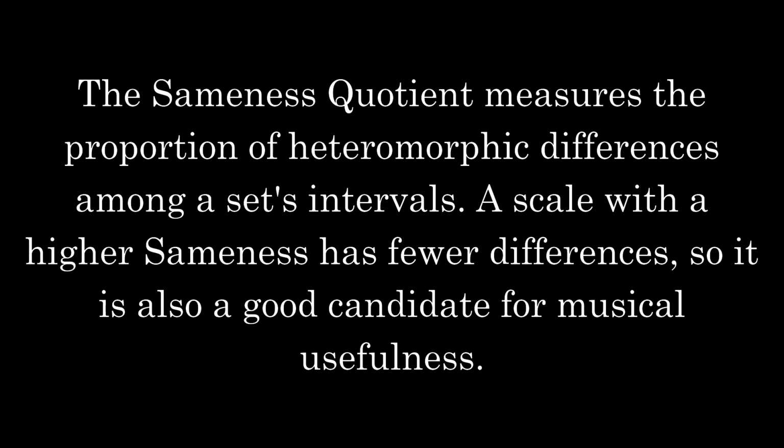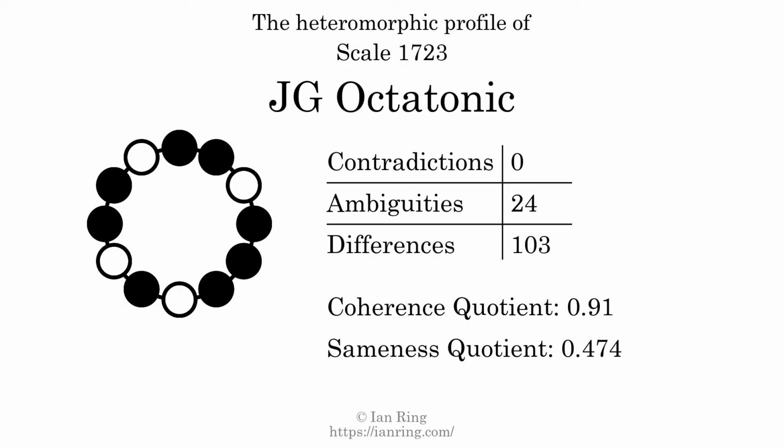The sameness quotient measures the proportion of heteromorphic differences among a set's intervals. A scale with a higher sameness has fewer differences, so it is also a good candidate for musical usefulness. The sameness quotient is 0.474.